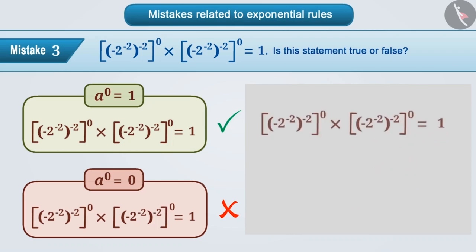Now look at the example given. Here power 0 is written on top of both the brackets. This means that whatever the number is inside the brackets, since the power is 0, the result will be 1. And we know 1 × 1 is equal to 1. Since the left side is equal to the right side, the given statement is true.